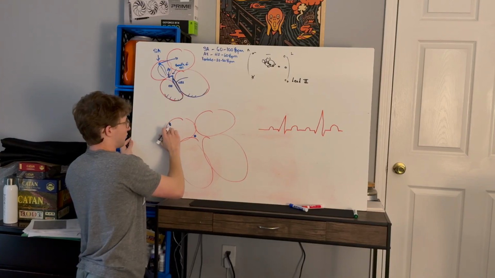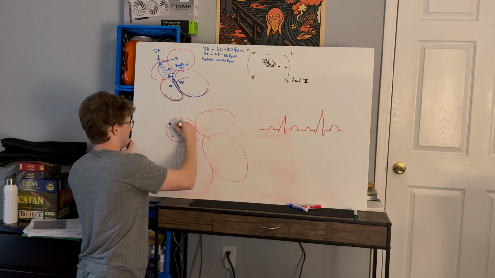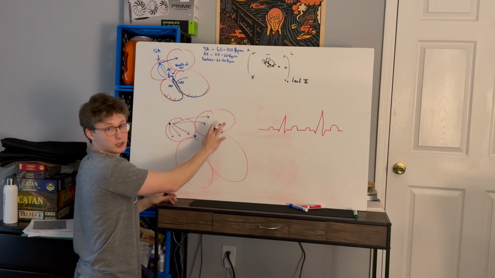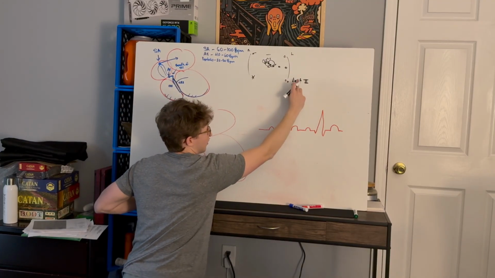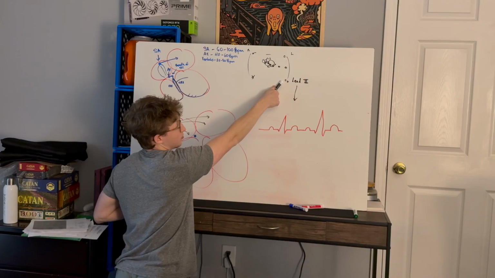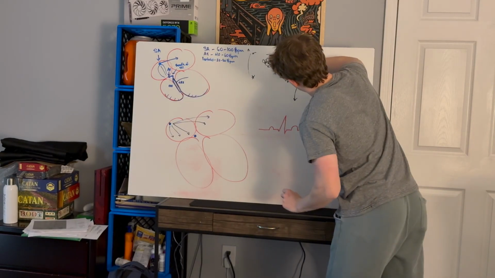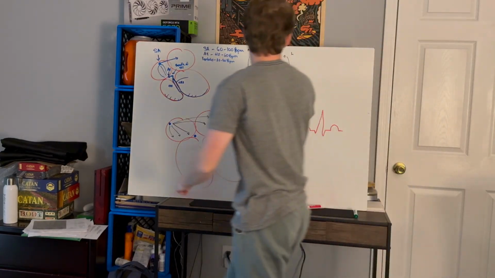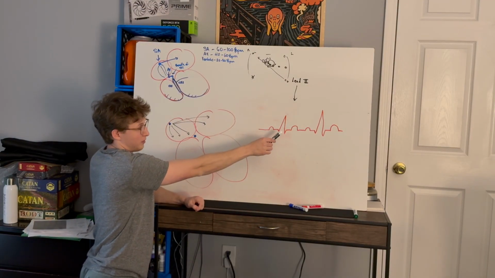Signals start right here in the SA node, and they're sent all through the atria. And again, we're looking at this through lead 2. Remember, our viewing point is here, reference is here. So our view of the electrical activity is kind of like that. It's not perfect, but that's our viewpoint. So in lead 2, this is what normal sinus rhythm is.